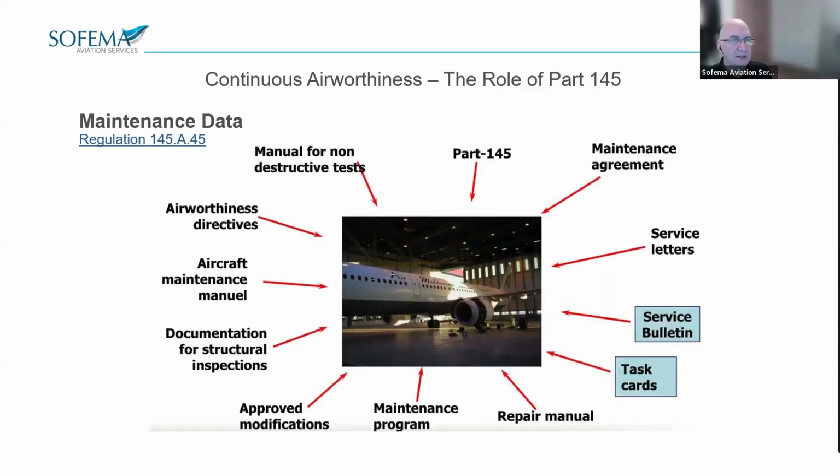So here's some of the maintenance data we're talking about. Everything from the maintenance agreement with the operator to service letters, service bulletins, task cards to carry out the work, reference information, the maintenance program. Mainly the Part 145 organisation will be most interested in things like the maintenance manuals, the task cards, the repair manual, airworthiness directives, and any other thing related to physical work on the aircraft. The maintenance program is something which is really managed by the CAMO.